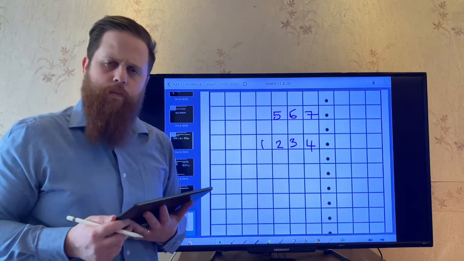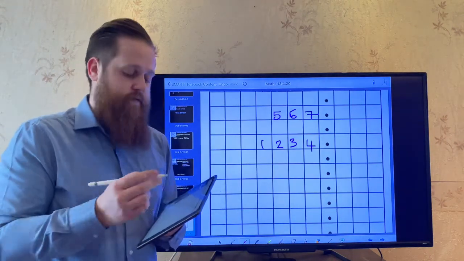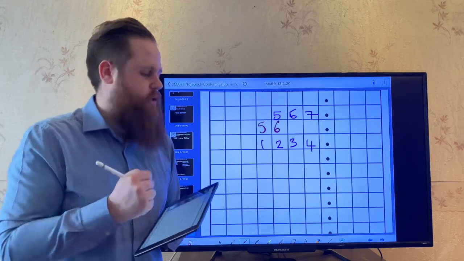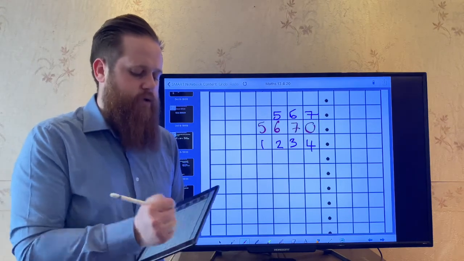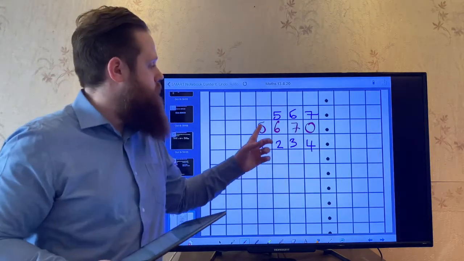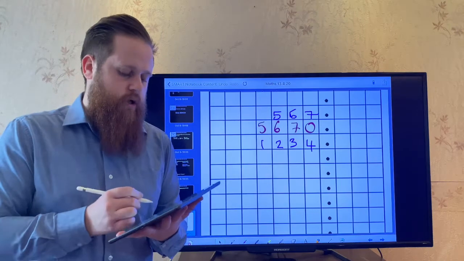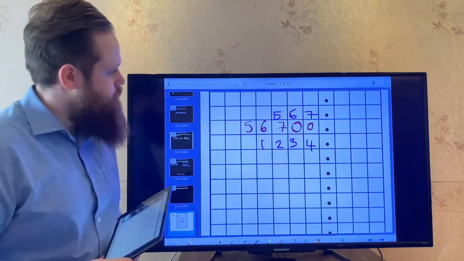567. Multiply that by 10. Well, what I would do is the 5 would move from the hundreds to the thousands, the 6 from the tens to the hundreds, the 7 across 1 place into the tens, and the place value holder there. So 567 multiplied by 10, 5,670. Again, if I was timesing that by hundreds, it would all just move 2 places across, like so.